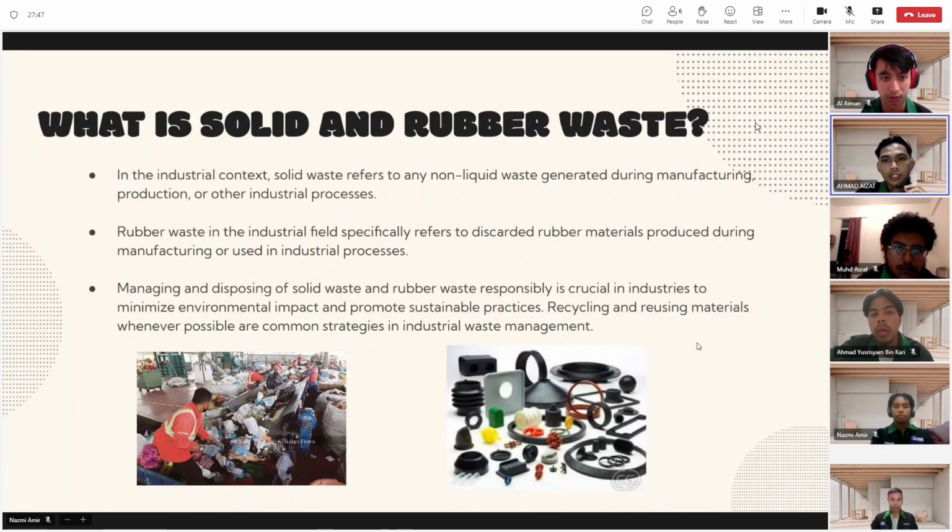What are solid and rubber waste? In industry, solid waste refers to any non-liquid waste generated during manufacturing, production or industrial processes. Rubber waste in the industrial field specifically refers to discarded rubber materials produced during manufacturing or used in industrial processes. Both solid and rubber waste are very important to be managed and disposed of to make sure that we can minimize the environmental impact and promote sustainable practice.